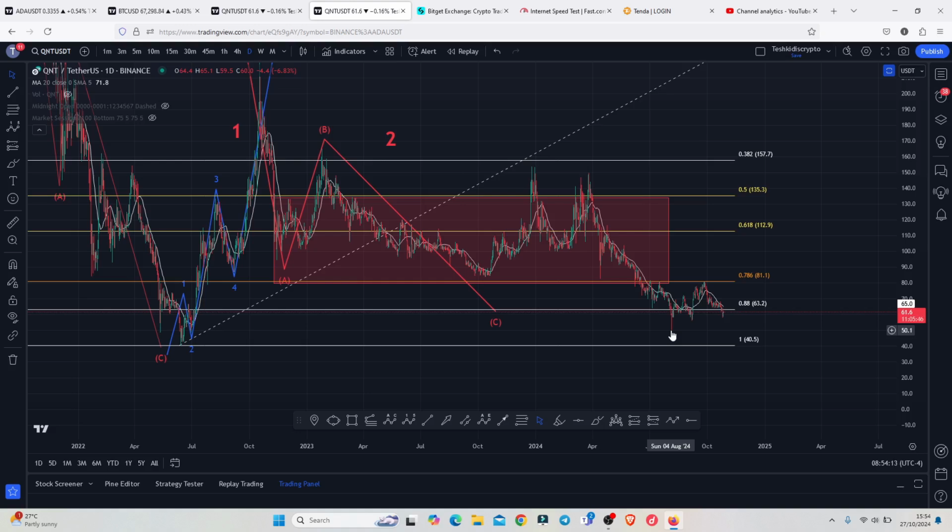So that is all I'm watching out for here on the QNT chart for the next coming hours and days, and let's be patient and see how that plays out, and I will be keeping you up to date.